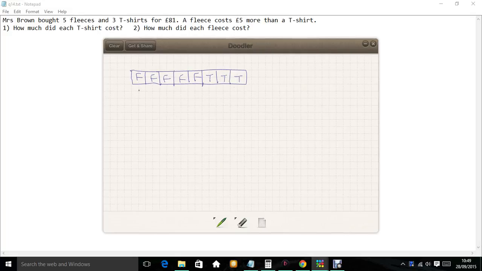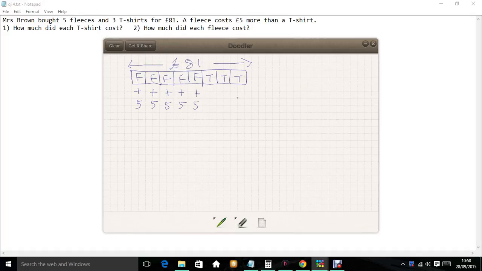Each of these fleeces costs £5 more than each t-shirt. So this is a fleece, so £5 plus £5 plus £5 plus £5. Each fleece is an additional £5 over the cost of a t-shirt. Now, we know that the total cost is £81.